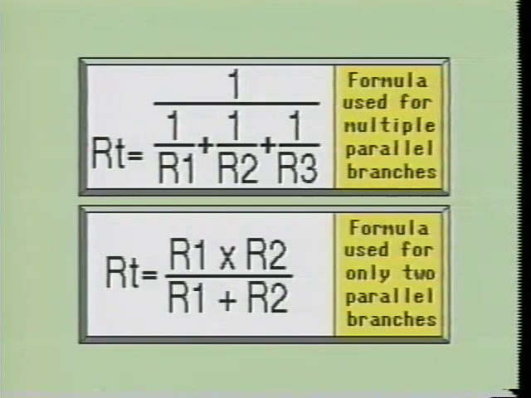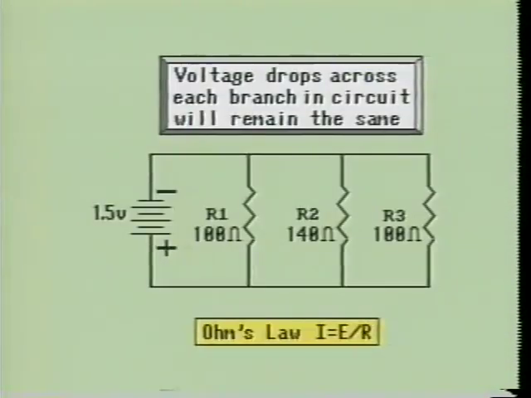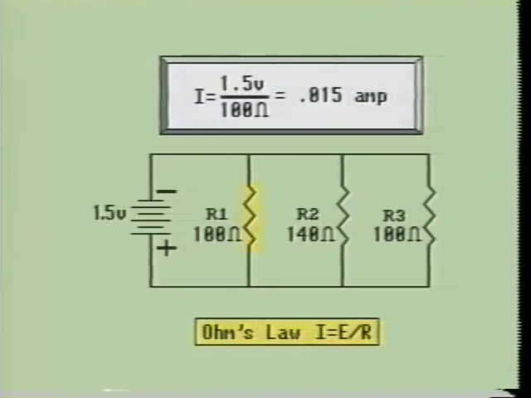By using Ohm's law, we can calculate for the current flow through each branch of a parallel circuit. We will use the formula I equals E over R. As you recall, the voltage drop across each branch in a parallel circuit will be the same. Therefore, we know the resistance and the voltage of a branch, so our formula becomes I equals 1.5 volts divided by 100 ohms. When we divide the resistance into the voltage, the net result is a value of 0.015 amps or 15 milliamps. This is the value of current through R1.